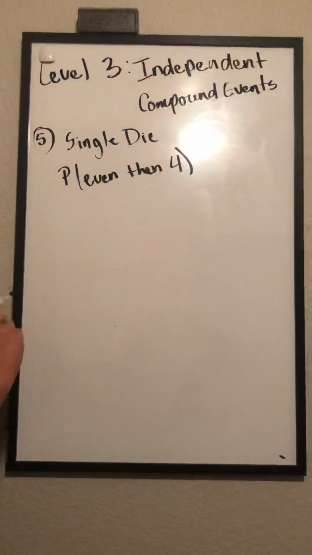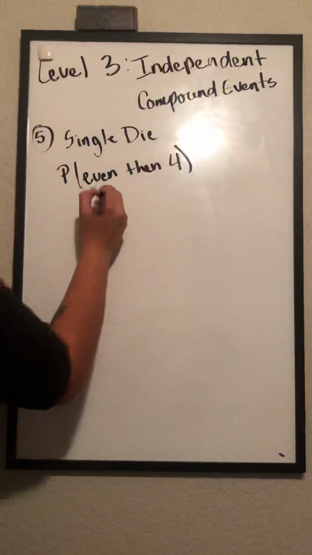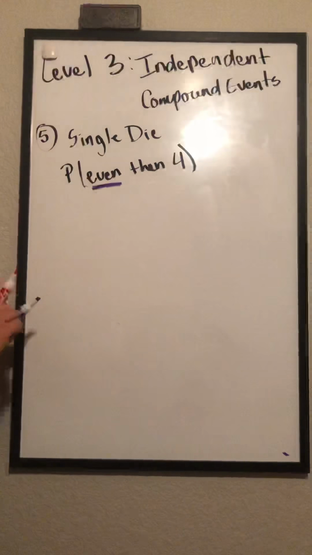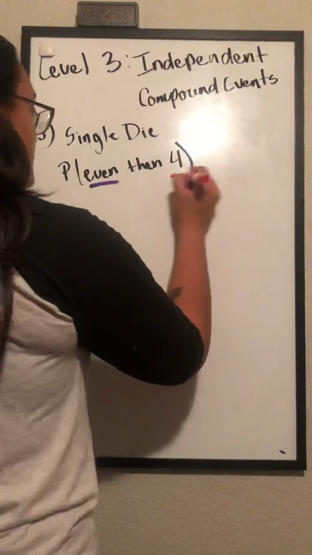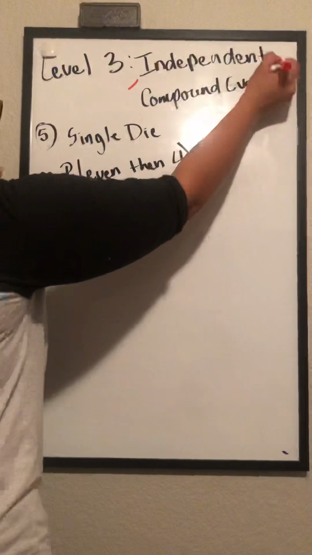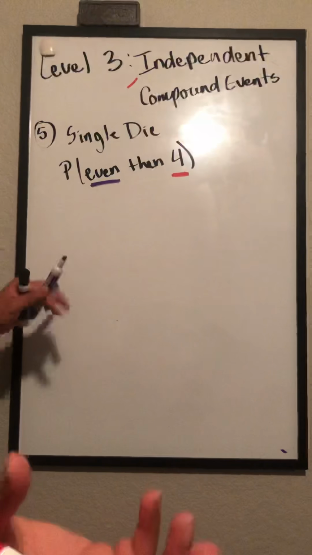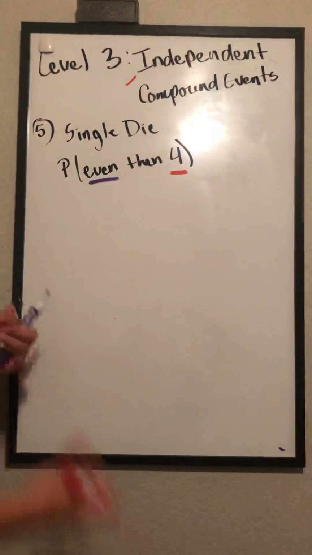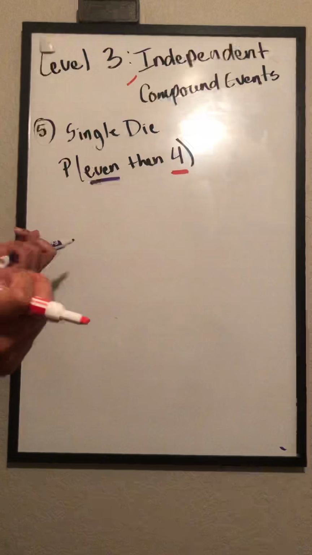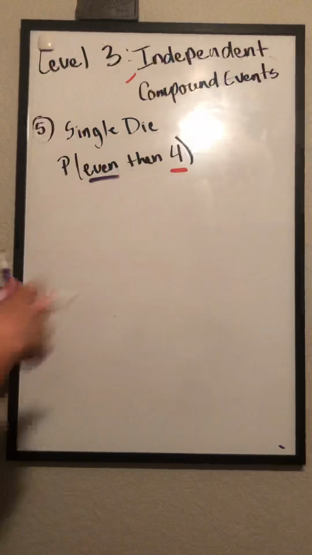So like we talked about before, there's two events here. The first event is going to be the probability of getting an even. The second event is going to be the probability of getting a 4. They're independent because you can imagine if I roll a die, I still have the sample space of 1 through 6. If I roll it again, it doesn't matter what I got previously, I still have the exact same sample space of 1 through 6.